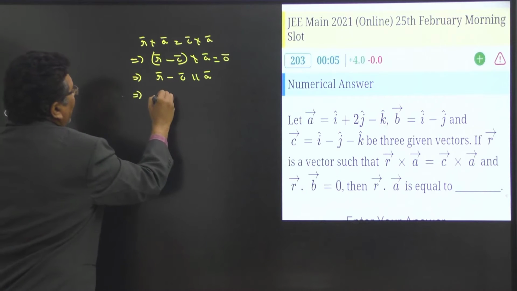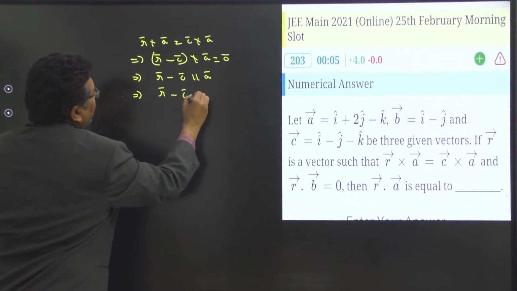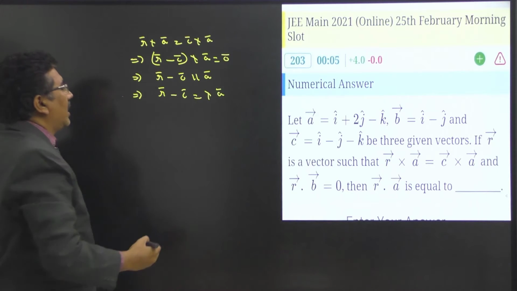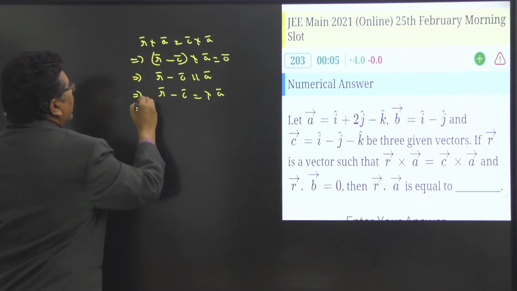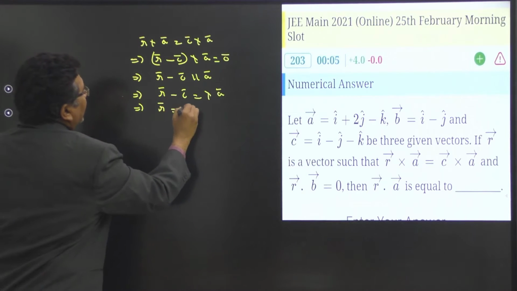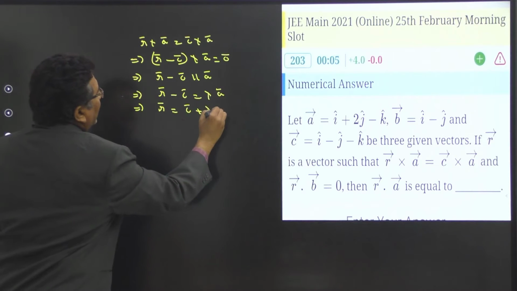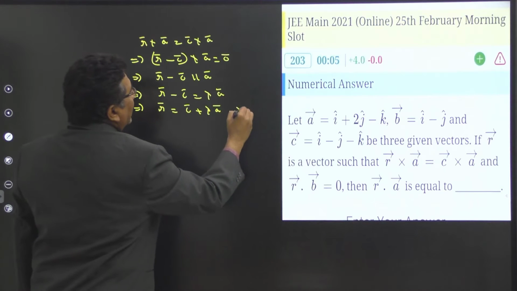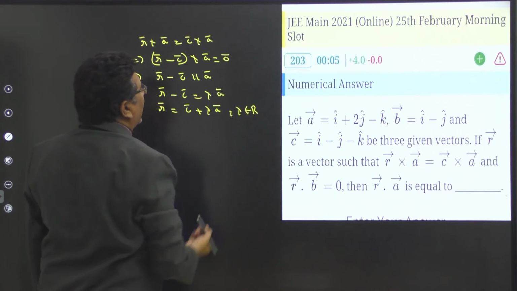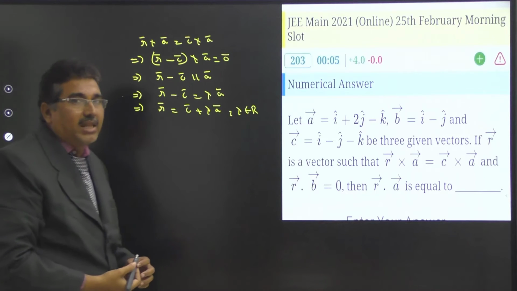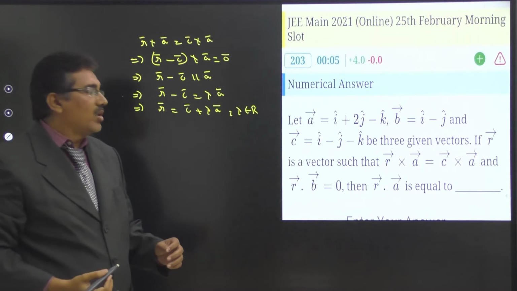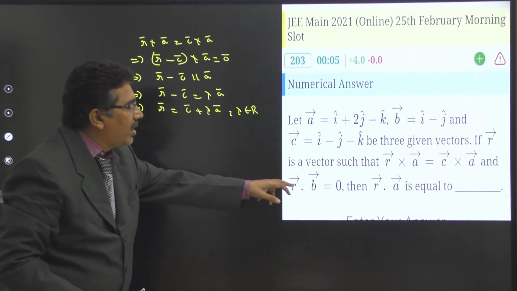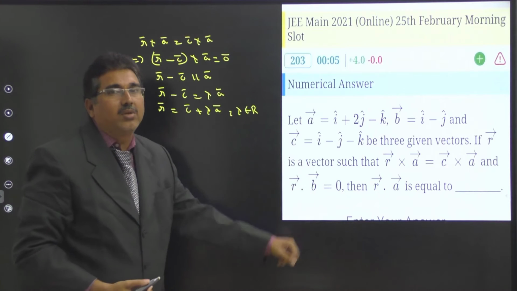That implies r bar minus c bar is equal to some lambda into a bar. That implies r bar is equal to c bar plus lambda into a bar, where lambda belongs to R, where lambda is some scalar. Now how to find the value of lambda? For finding the value of lambda, it is also given r bar dot b bar is equal to 0.